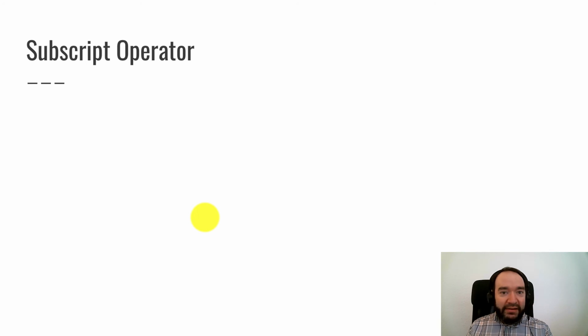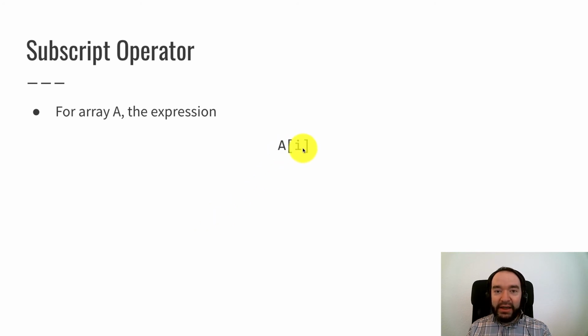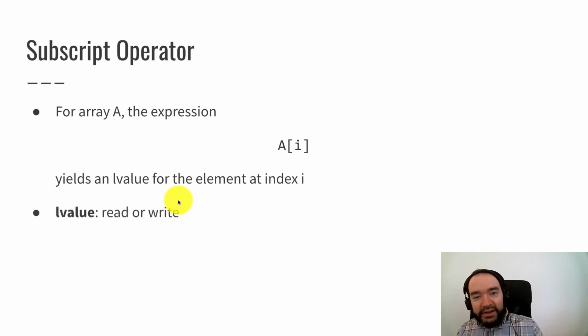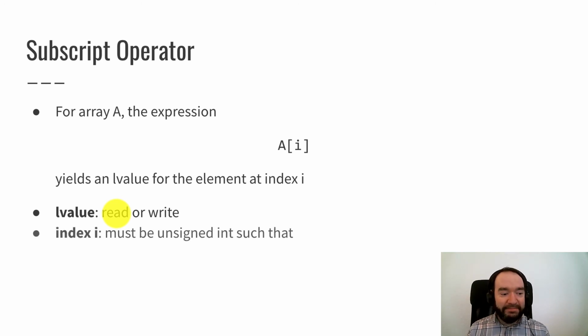Back to how we access individual elements, that's called the subscript operator. For an array object A, the expression A square bracket I is the way that we look up one element in A that yields an L value for the element at index I. L value is a bit of C++ jargon. It means an object that can be read or written. It's a read or write value. Some expressions in C++ you can write to, some you can't. So L value, it's L for left, it can appear on the left-hand side of an assignment.